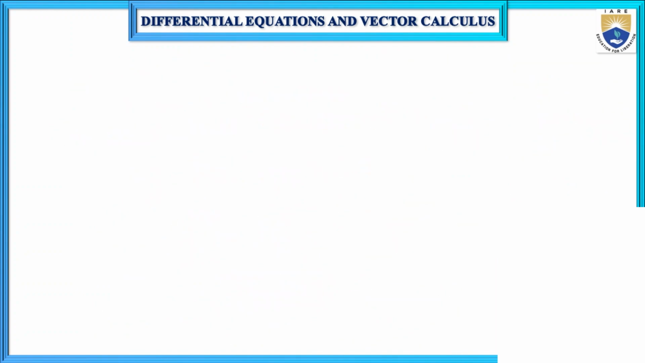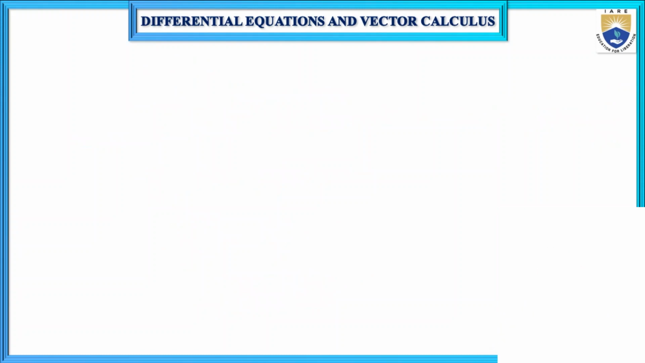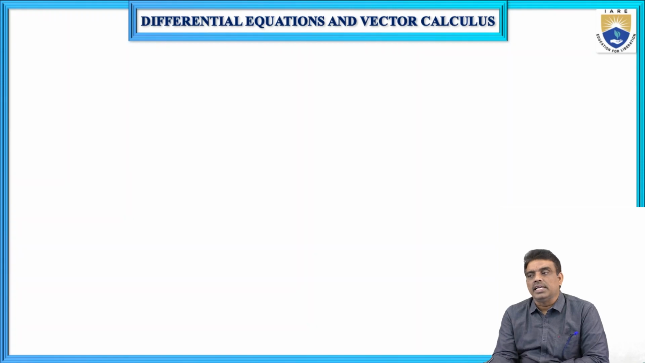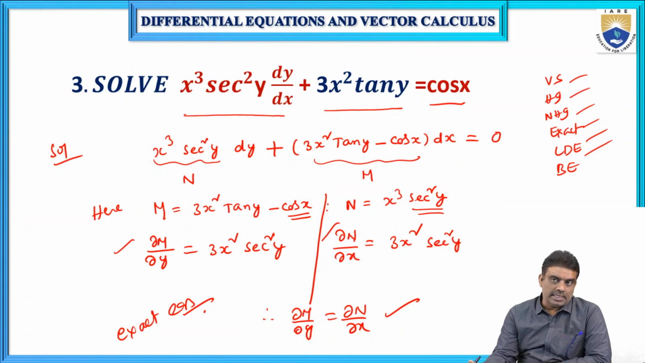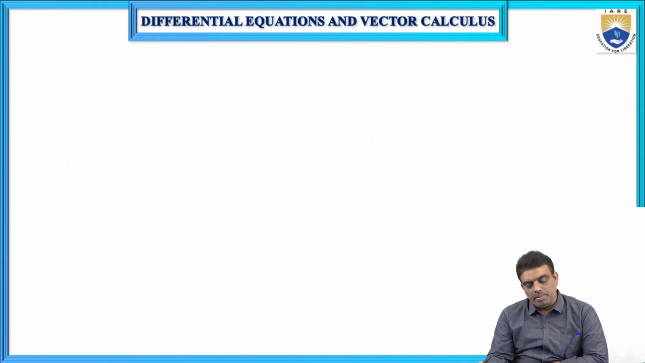The first model we worked out using the substitution x by y is equal to v, so that the entire equation gets transformed into the variable separable method. And in the second and third problems, we have seen the exact equations, how to solve them and how to check the condition. Now I am going to solve one more problem.